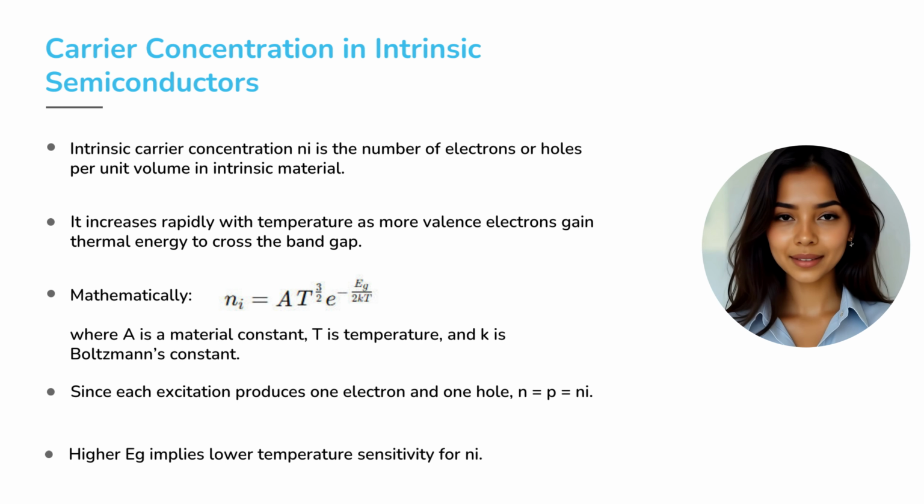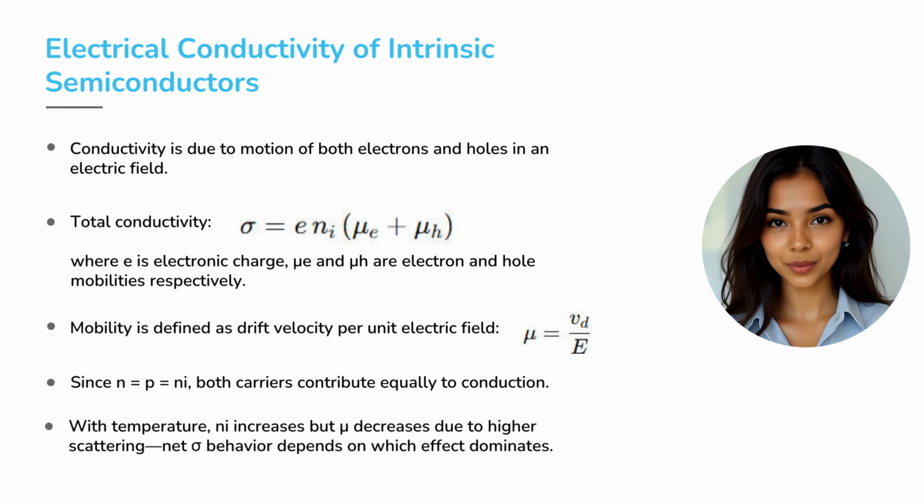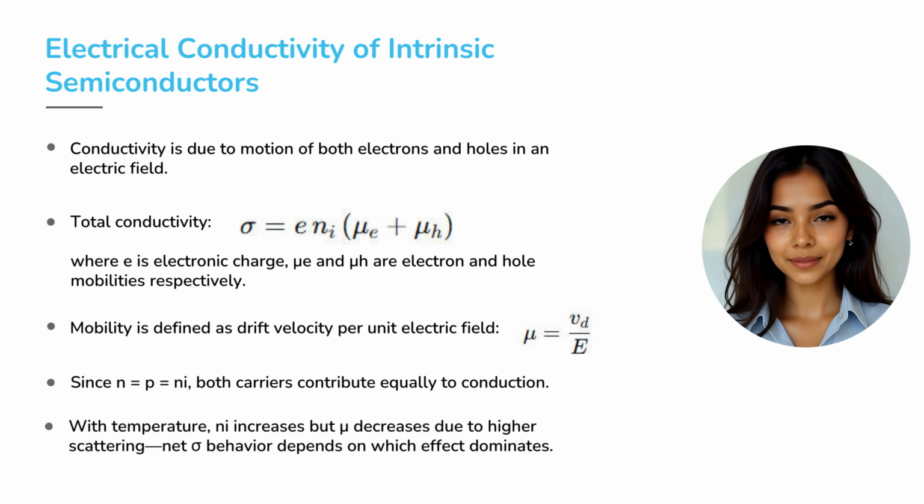Now that we've got electrons and holes moving around, let's talk about what really matters in a circuit: conductivity. In intrinsic semiconductors, both electrons and holes contribute to conduction when an electric field is applied. Think of a two-lane road, one for electrons moving in one direction and one for holes drifting the other way. Together, they make traffic flow smooth.